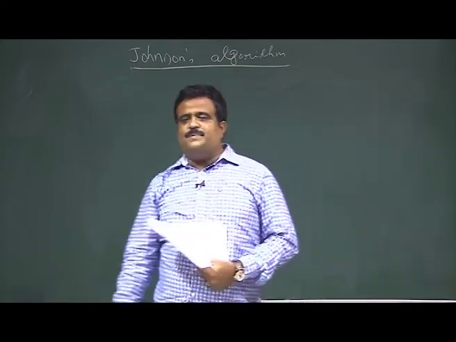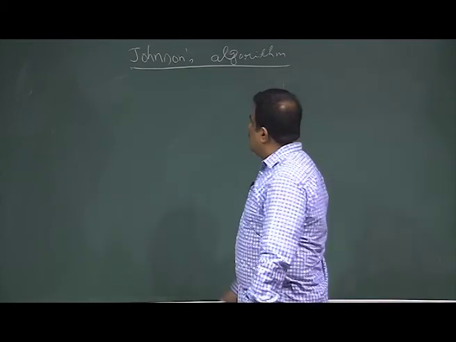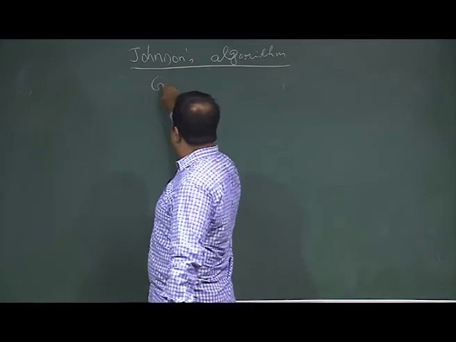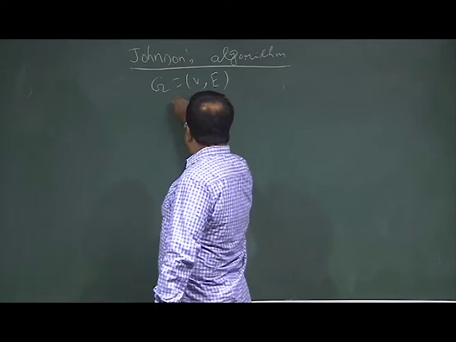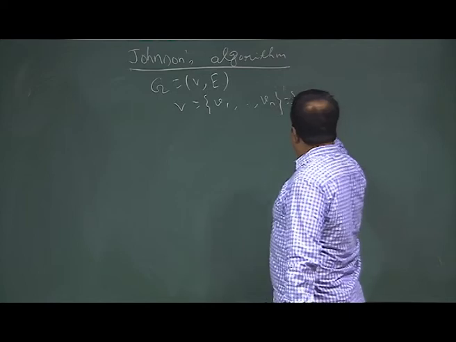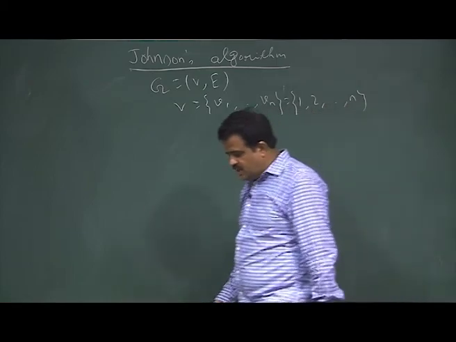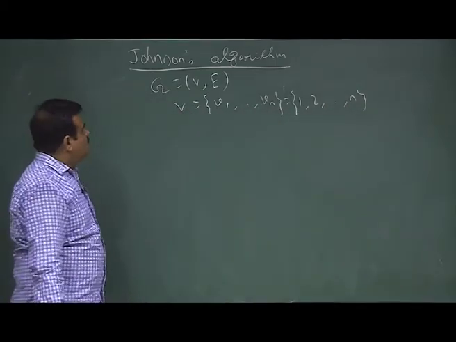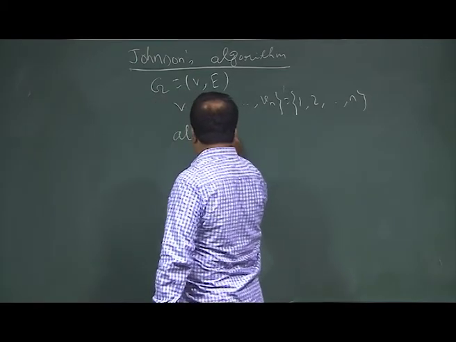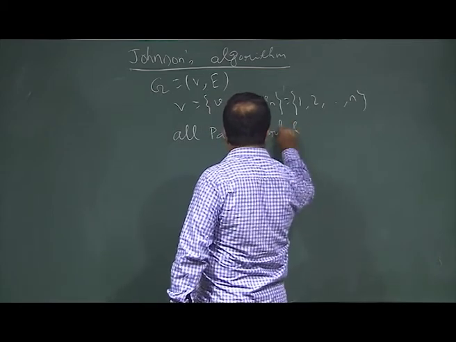So far we know a dynamic programming technique to find all shortest paths, using Floyd-Warshall. Suppose you have a graph G, (V, E), where V is the set of vertices, 1 to n. For simplicity, we are assuming the vertices are numbered 1 to n. Now, we want to find the all-pairs shortest path.